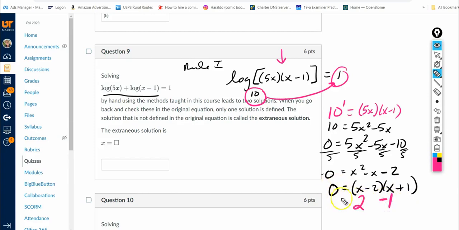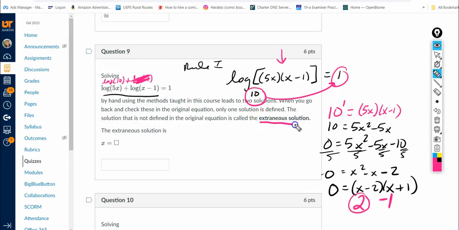Now, these are solutions to the quadratic. You have to check the original equation and make sure they're allowed in the original equation. So if x is equal to 2, this will become log of 5 times 2, which is log of 10, which is fine, plus log of 2 minus 1, which is log of 1, and log of 1 is 0. And log of 10 taken at base 10 is equal to 1. So this is a solution.